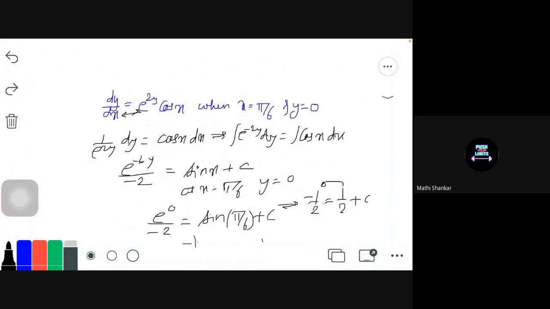Therefore, I'll get minus 1 by 2, minus 1 by 2 is equals to c. So minus 1 is 2, 2 upon 2, that will be minus 1. So I'll get the value of c as minus 1.